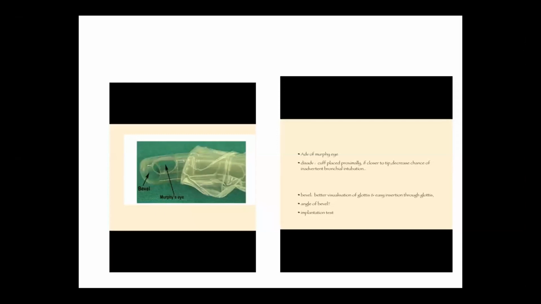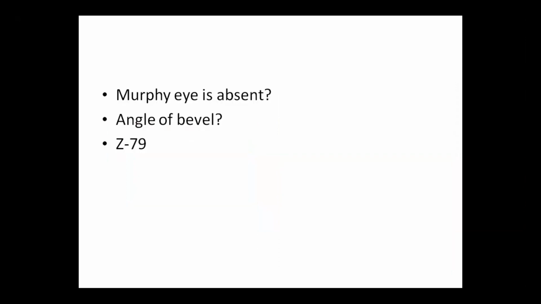Now, the disadvantage of the Murphy eye is that, because of it, the cuff has to be placed proximally. If the cuff were more distal, it would definitely decrease the chance of inadvertent bronchial intubation. So you should know this about the Murphy eye and bevel. The Murphy eye is absent in the Magill's tube and in the red rubber tube, which I will come to next. The angle of the bevel I have told you.